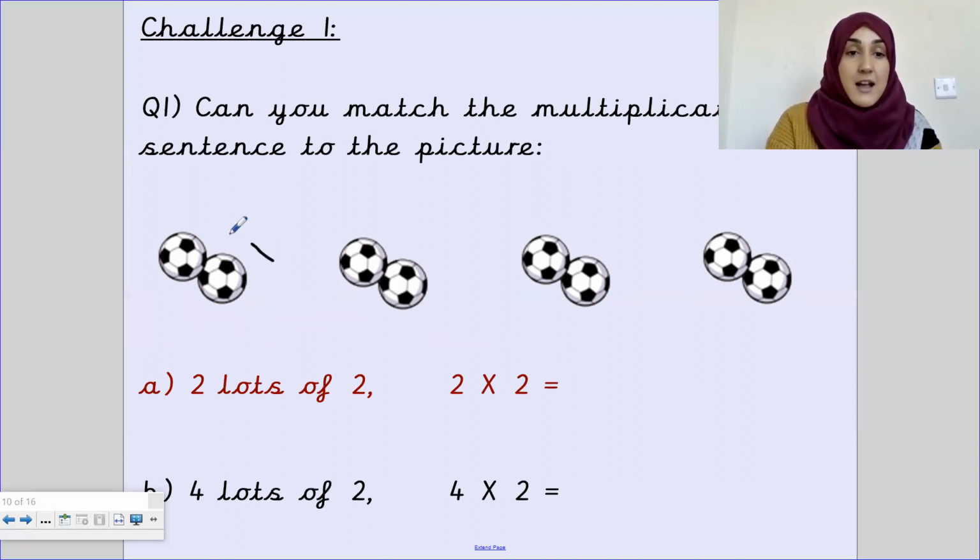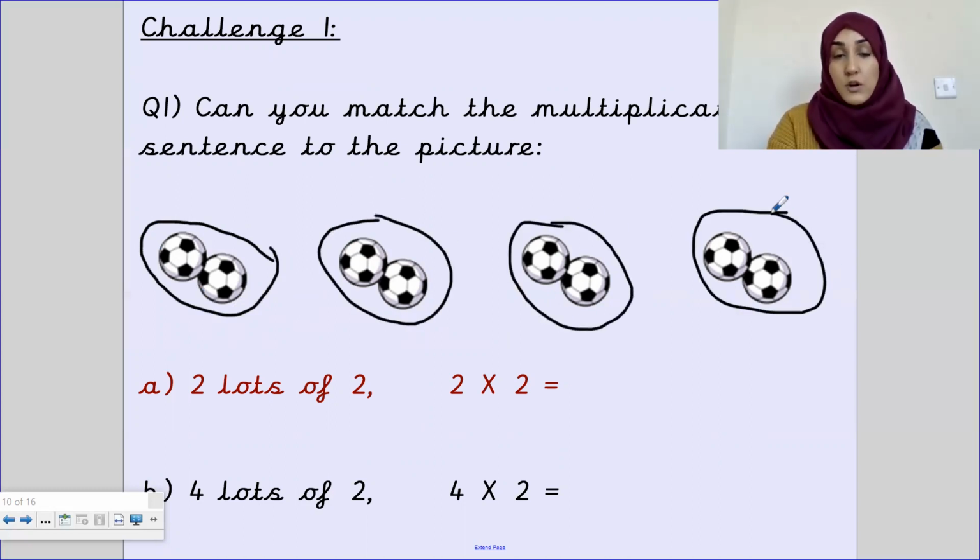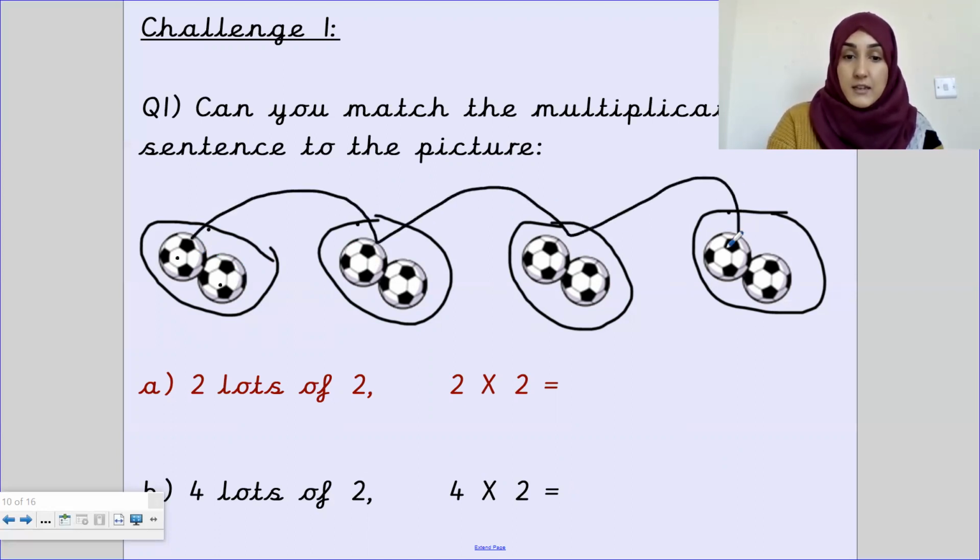I know, first I'm going to count how many lots there are. There is 1 lot, that's 2 lots, that's 3 lots, and that's 4 lots. That's 1, 2, 3, 4 lots of how many balls are in each group? 1, 2, 2. So that's 4 lots of 2. 4 multiplied by 2 equals, let's count in our 2s, 2, 4, 6, 8. So 4 lots of 2, 4 multiplied by 2 equals 8. So it's B. So this is the answer.